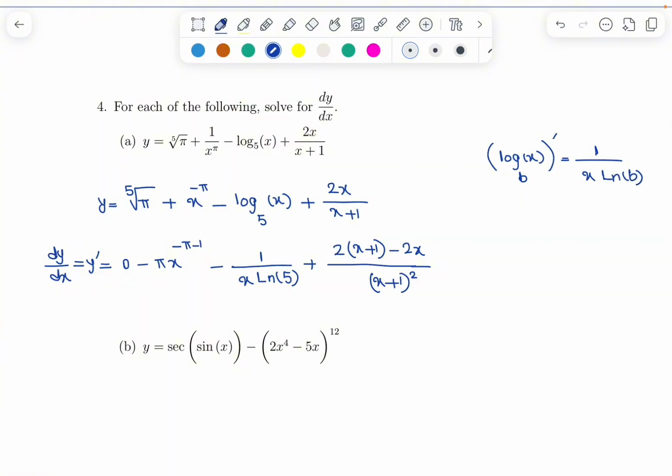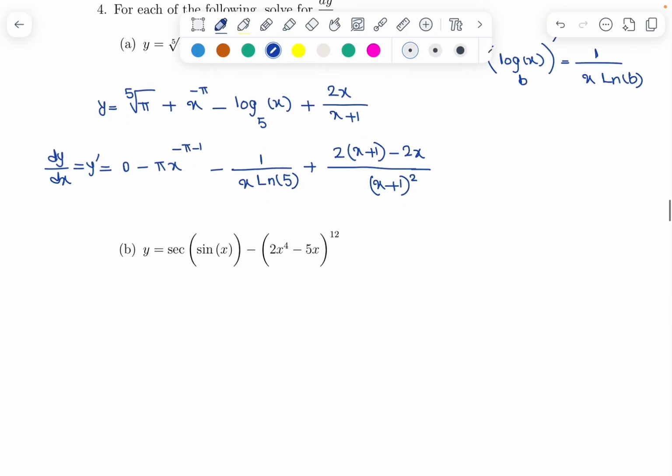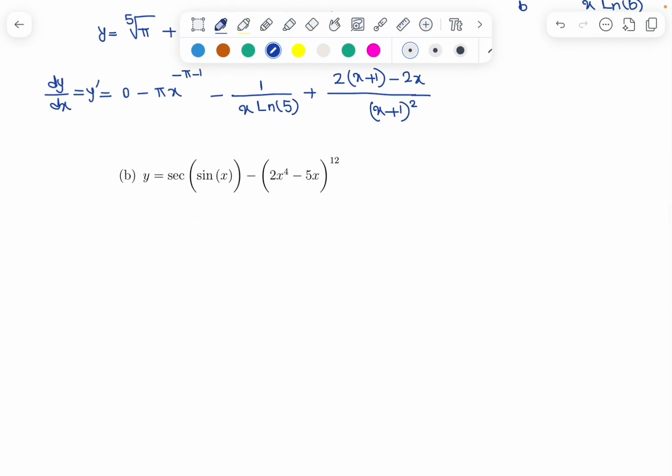Therefore, you could find the derivative of the first function. You don't need to simplify the final answer. For part B, look at part B. We are going to find dy/dx.